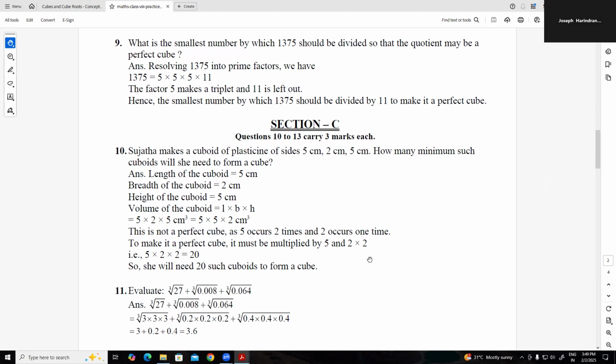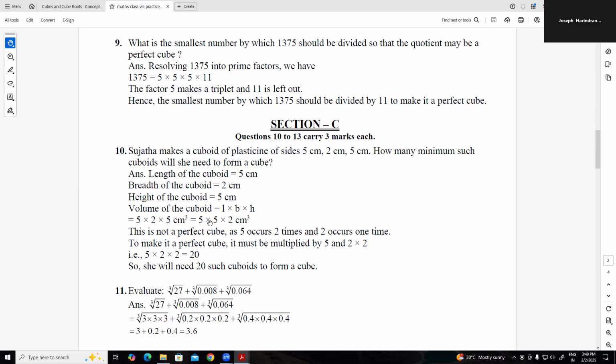If you multiply by this number, this 5 triplet has come. There's only one 2, so we should multiply by 2 more 2's, 2 into 2, to make it a perfect cube. So you'll get 5 cubed into 2 cubed. If you multiply this number by 20, you will get a perfect cube. It will become a cube.